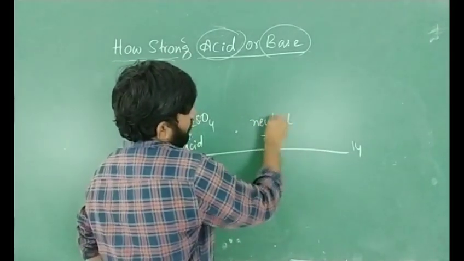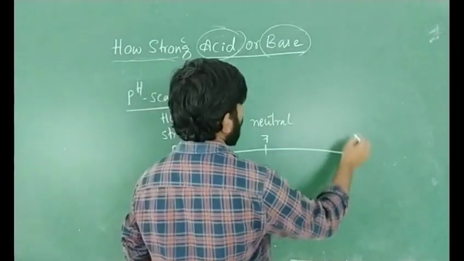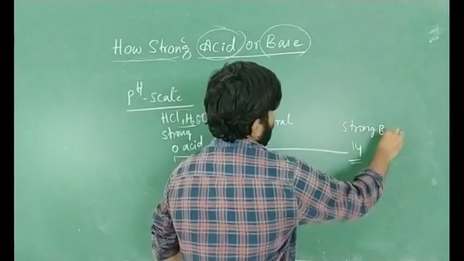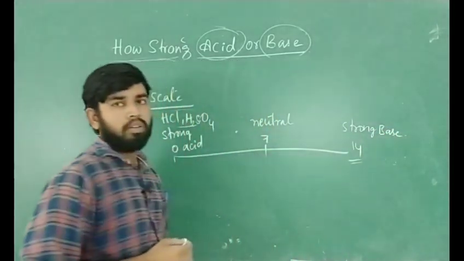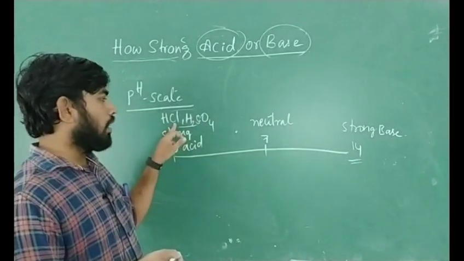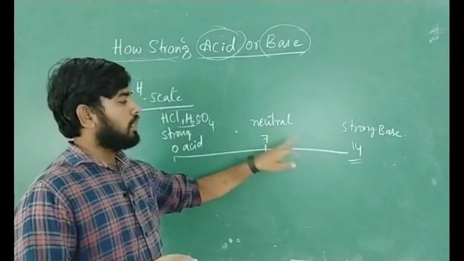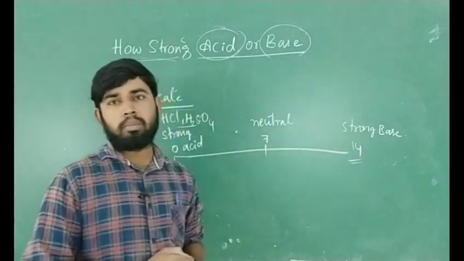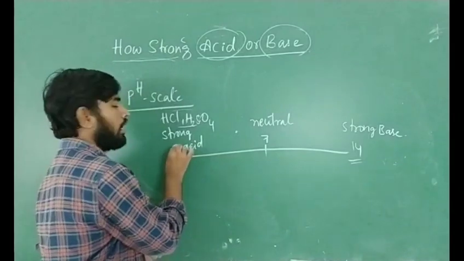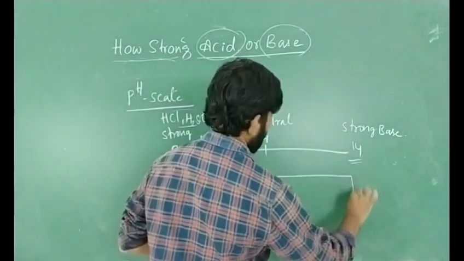If pH is 7, that means the given solution is neutral. If pH is 14, it is for strong bases. So pH 0 means the given solution is a strong acid, pH 7 means the given solution is neutral, and for a strong base the pH will be 14. This is about the pH. Actually, why is it 0 for the strong acid? In your textbook, they have given a diagram, please go through it.